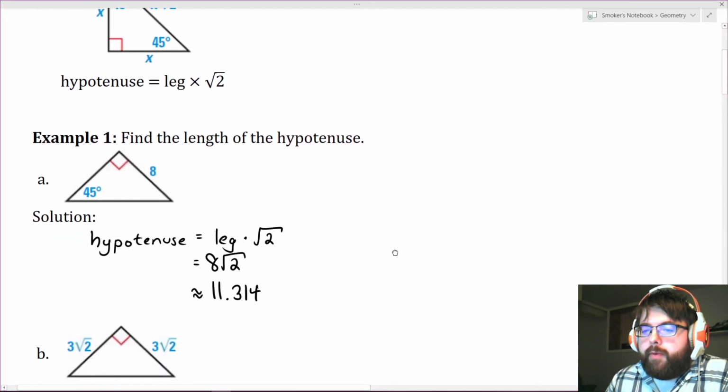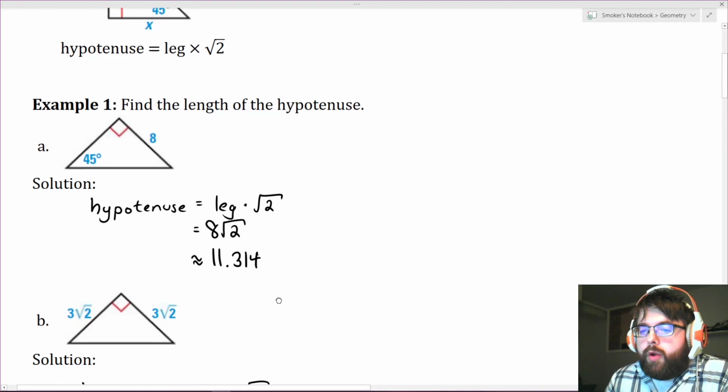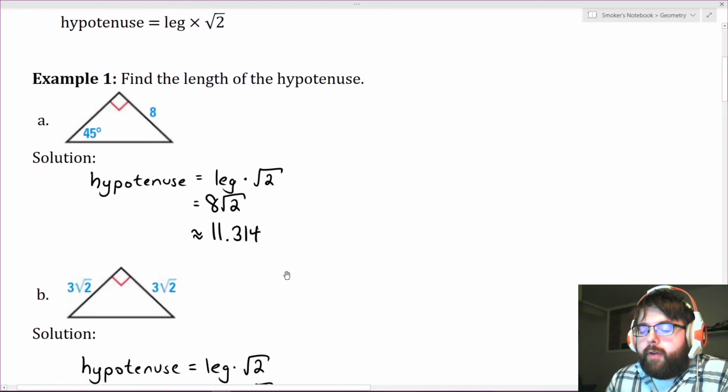Let's do another example. Again, we have a right triangle. Now, they don't give us any angle measures, but they tell us both legs are 3 root 2, which means opposite angles are equal. The angle here is equal to the angle here. This is 90 here. That leaves 90 to be split between these two angles, and 90 divided by 2 is 45. So that means this is a 45, 45, 90 triangle.